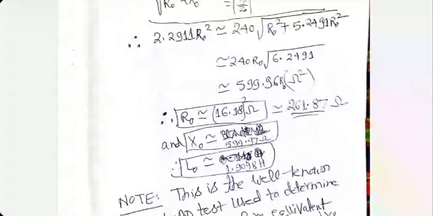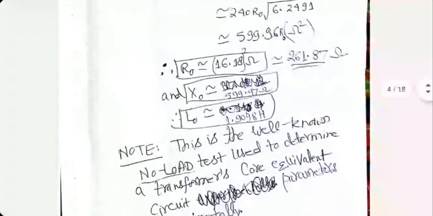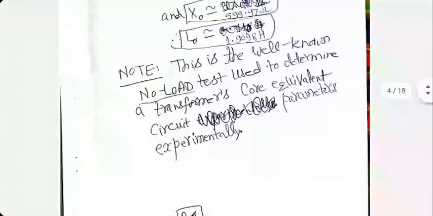R0 turns out to be 261.87 ohm approximately. X0 turns out to be almost 600 ohms. Corresponding L0 will be 600 divided by 2 pi f. The actual value is 599.47. I can see that. Yeah, these are approximate calculations anyway. So the point is that you are able to determine X0 and R0, although they are not asking for it. This is the no load case so far.